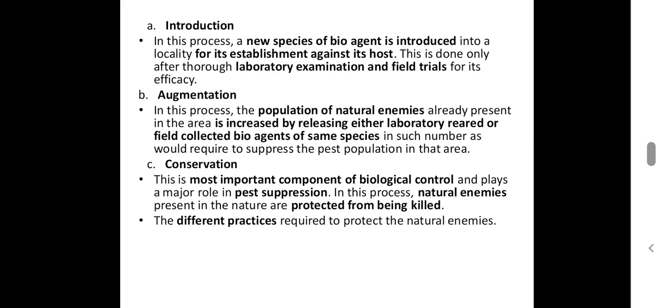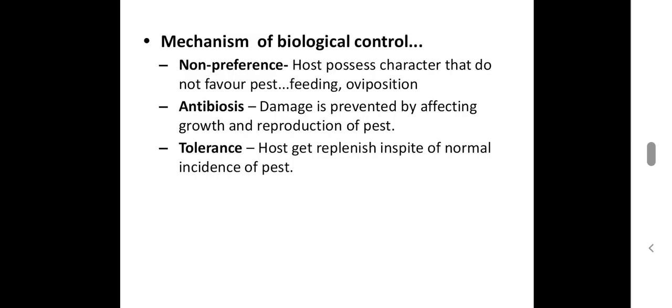Then next one, that is conservation. It is a very important component of biological control, and it plays a very important role in pest suppression or reducing the pest status, because in this case natural enemies which are present in the ecosystem are protected from being killed, because it will provide the natural control. These are the different practices we have seen required to protect the natural enemies.